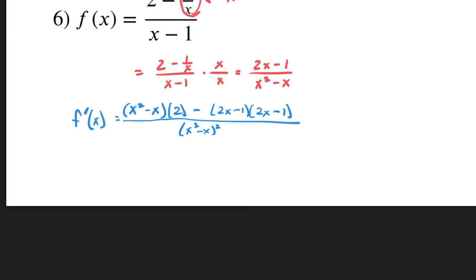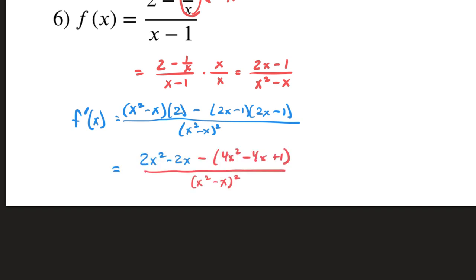Now I'm just going to simplify it algebraically. So I'll distribute my 2 on the top. I'm going to FOIL those two binomials. I'm going to write that all over the denominator. I will now distribute through my negatives and combine my like terms and end up with a final answer of negative 2x squared plus 2x minus 1 over x squared minus x, that quantity squared.